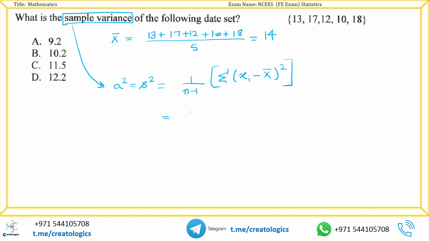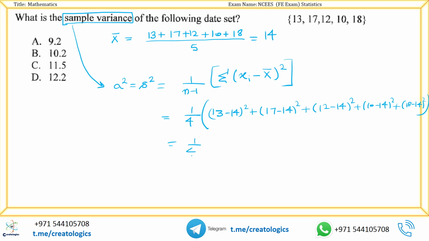So what you have is 1 upon 4, and in the same manner 14 is your mean. Subtract that 14 from each of the data set and you will get (13 minus 14) squared plus (17 minus 14) squared plus (12 minus 14) squared plus (10 minus 14) squared plus (18 minus 14) squared. So that comes out as 1 upon 4.